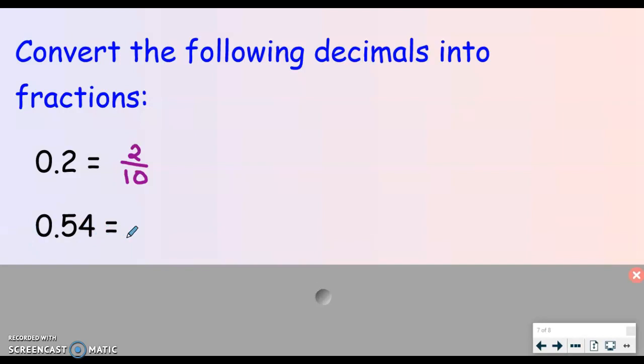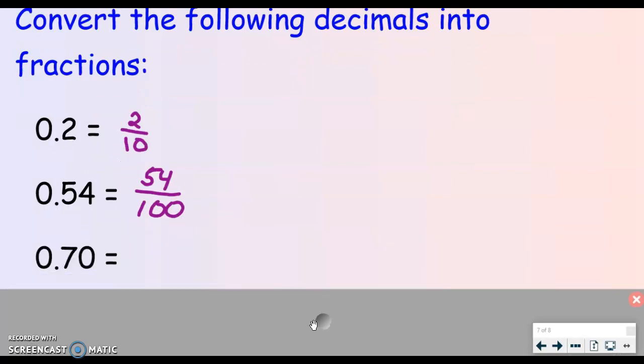Go ahead and try this next number here. Again, say the word, and then that'll help you figure out what your denominator is going to be. Okay, so when you read this, you should have read it as 54 hundredths. So hundredths means we're going to put 100 down here, and then this just becomes the numerator. Pretty simple, as long as you are reading the number correctly. So 54 hundredths.